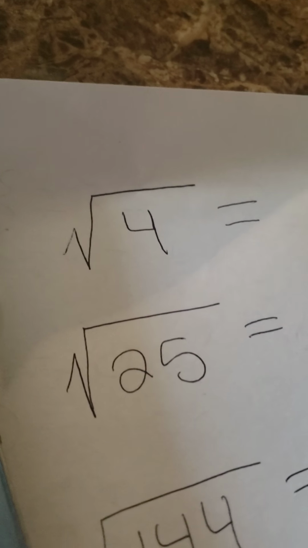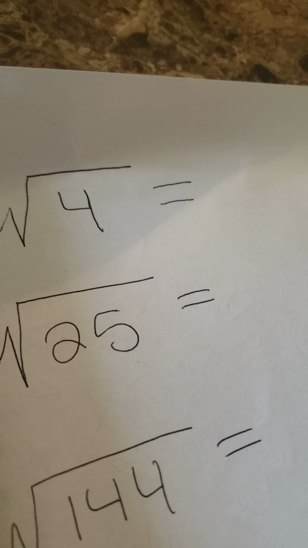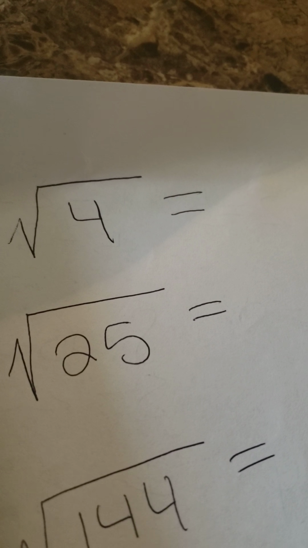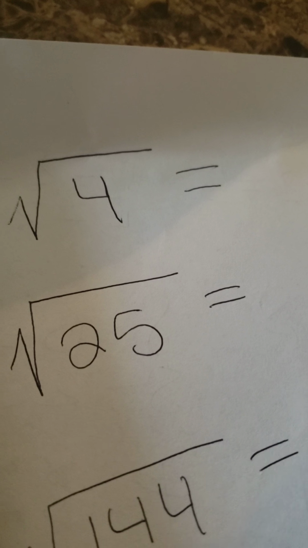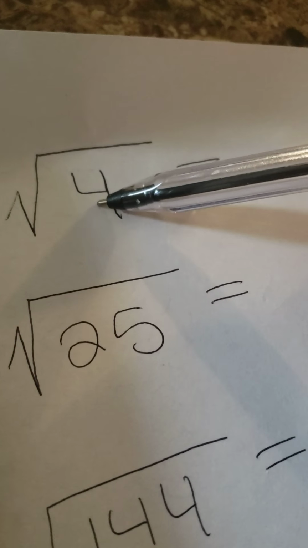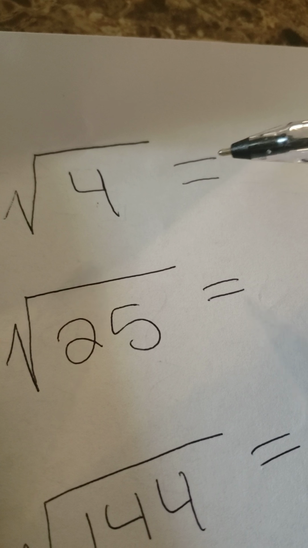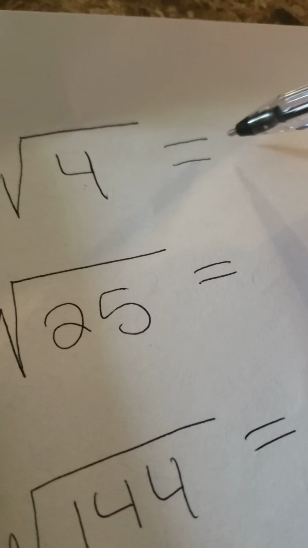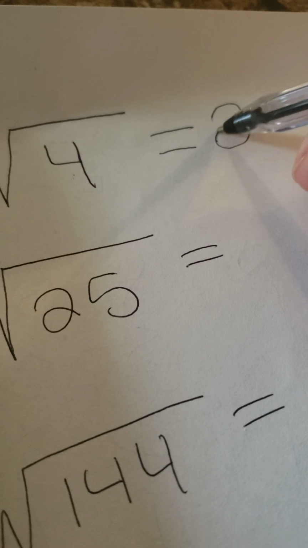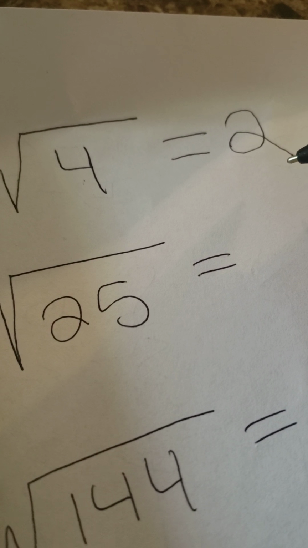Okay, we're going to just do a little practice with square roots that we've done in the past, and I'm going to show you something that we haven't done this year on square roots. So first of all, we're going to go through the square root of 4. And if you remember square roots, 2 times 2 equals 4. So yep, the square root of 4 is 2.